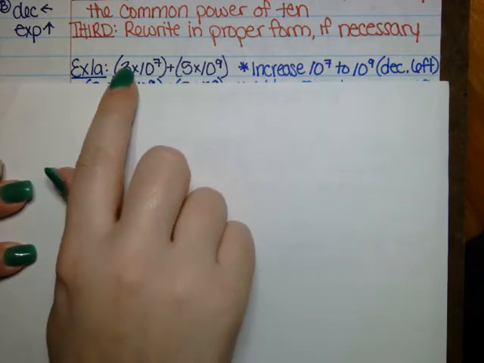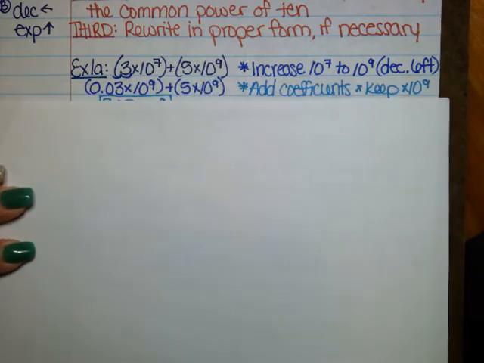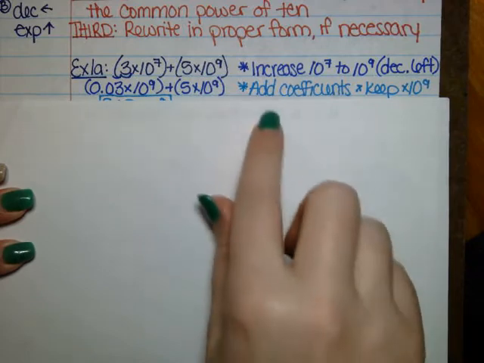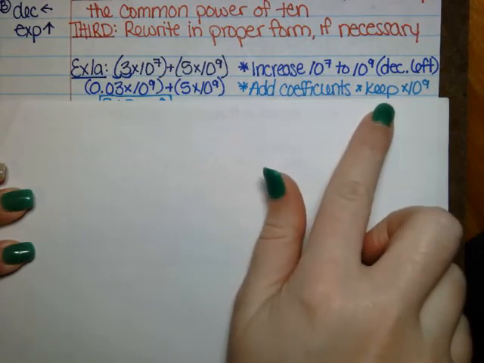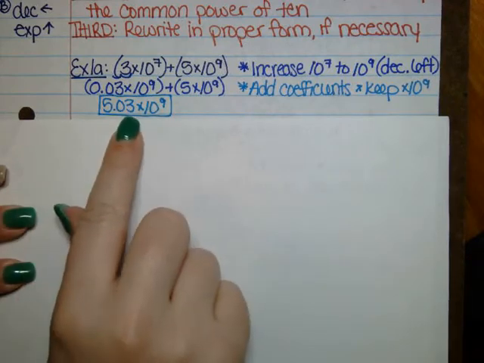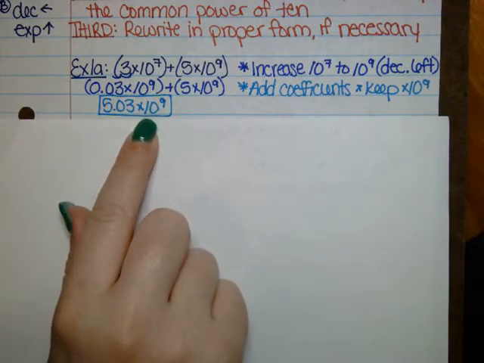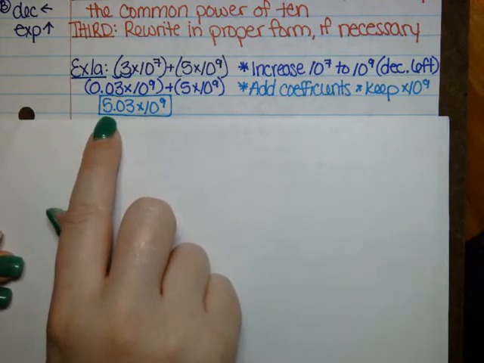So when I move it 2 places to the left, because I have to increase it by 2, my new form is going to be 0.03 times 10 to the 9th, because I moved my decimal, which means my exponent increased, plus 5 times 10 to the 9th. So now, I'm going to add those coefficients, the 0.03 and the 5, and keep my times 10 to the 9th. So now when I rewrite it, I have 5.03 times 10 to the 9th. And as you can see, this is already in correct scientific notation because I have a single non-zero digit in front of my decimal place.